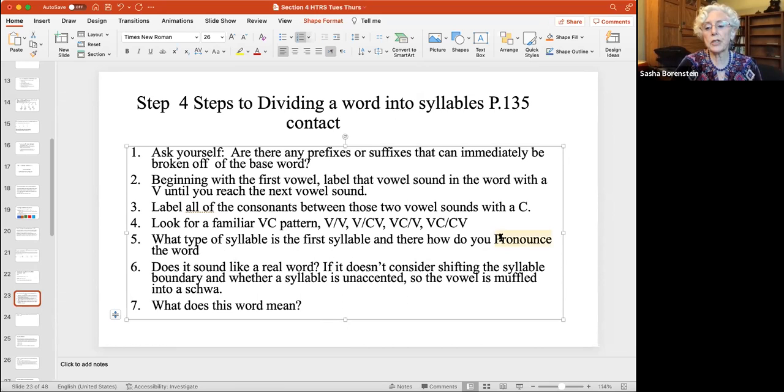Knowing syllable boundaries tells you how to pronounce those single vowels. I can't tell you how many kids that I work with that don't know about open and closed syllables, so they mispronounce the syllables. Okay. And then you have to do that with all the syllables and then say the word and see if it sounds like a real word. And if not, you have to deal with the syllable boundaries and being flexible, and also with accent.